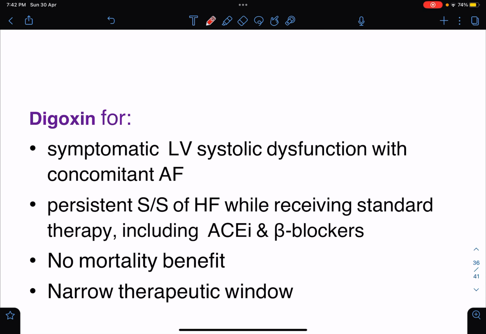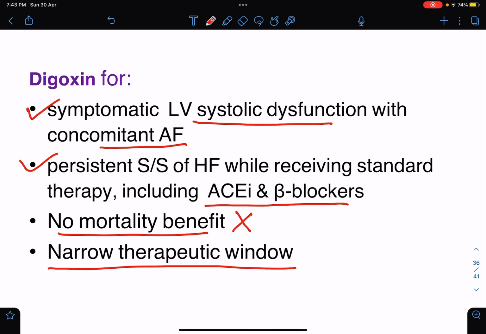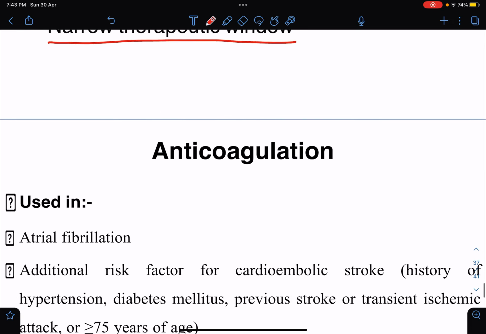Then next, sometimes we may use digoxin also. Digoxin should be used for symptomatic LV systolic dysfunction with concomitant atrial fibrillation, and persistent signs and symptoms of heart failure while receiving standard therapy including ACE inhibitors and beta blockers. In these cases, we may use digoxin, but it does not give any mortality benefit, and it has a narrow therapeutic window. So we should monitor the blood level, otherwise there will be toxicity.